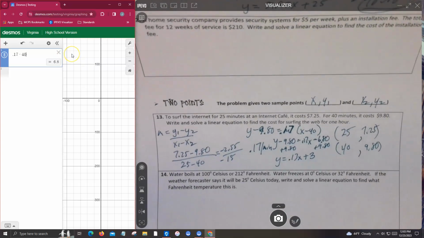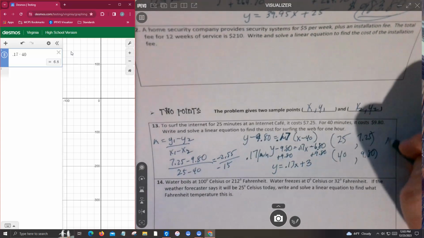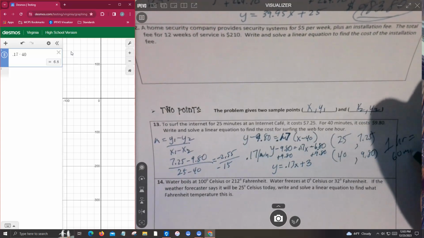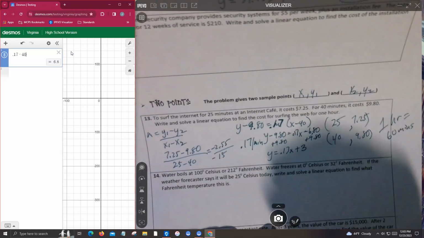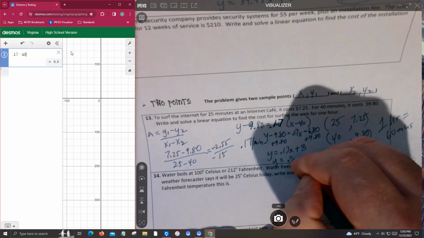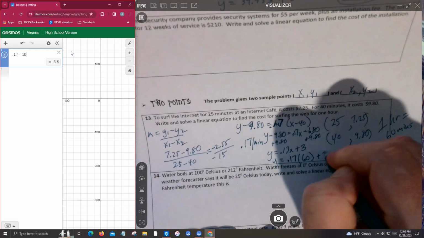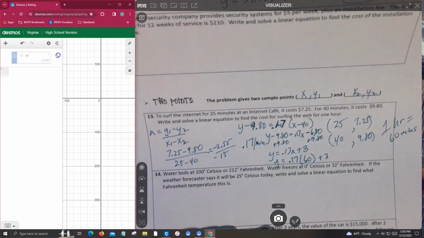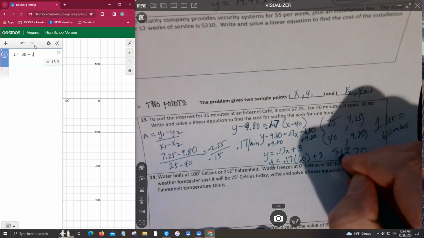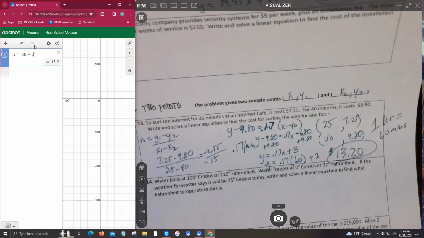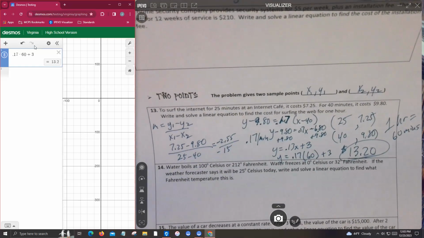All right, so then what's my cost for 1 hour? 1 hour, remember we're in minutes. So 1 hour equals 60 minutes. So I have to put a 60 in here. So let's do that. y equals 0.17 times 60 plus 3. So I'm going to put in my decimals over here. 0.17 times 60 plus 3 is $13.20. $13.20 is how much it would cost per hour at this internet cafe.